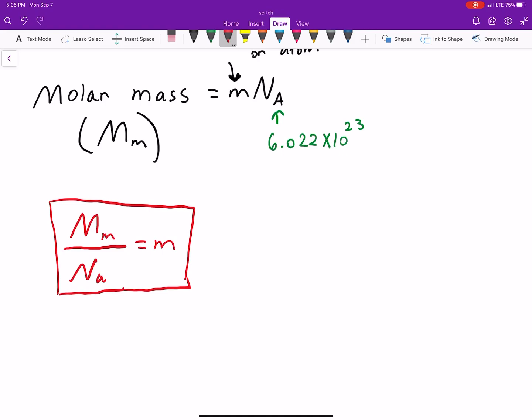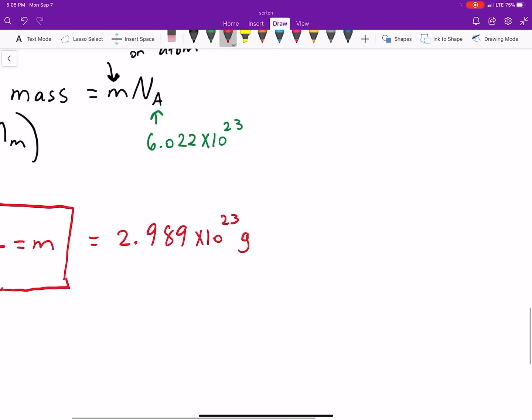molecule of water weighs. And if you plug those in, and the molar mass for water is also found in the book, but it's, I think, like 18 grams or something, you get 2.989 times 10 to the 23rd grams. So again, this is the mass of one molecule of H2O.